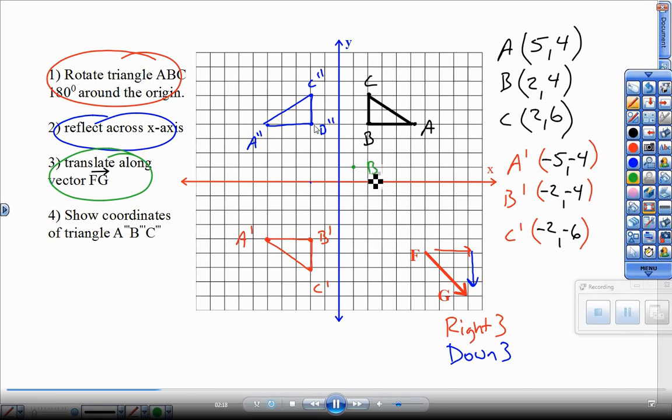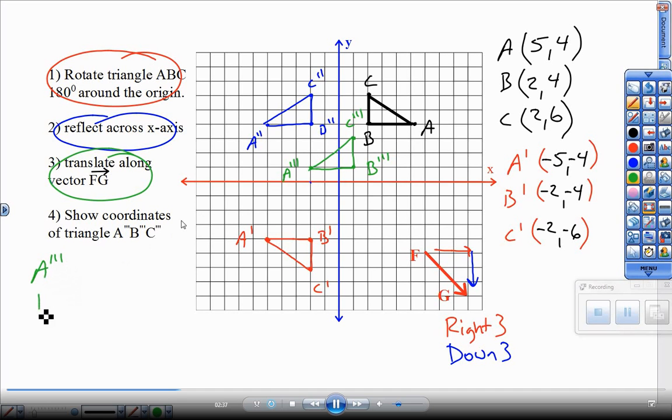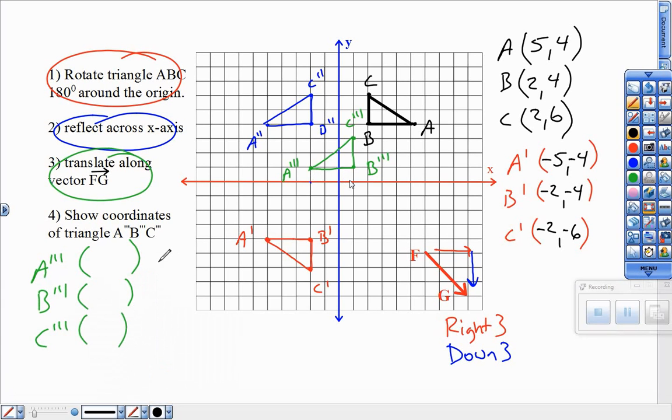So B triple prime is right 3, down 3. C triple prime is right 3, down 3. And A triple prime is right 3, down 3. And then to get full credit, I need you to show the coordinates for this problem, the A triple prime. So A triple prime looks like -2, 1. B triple prime is 1, 1. And C triple prime is 1, 3.